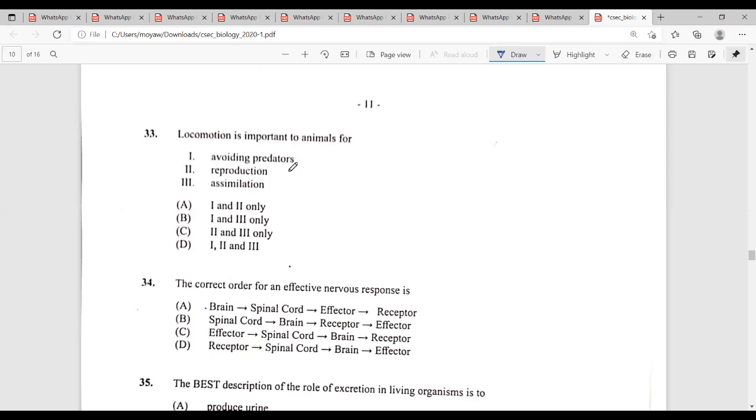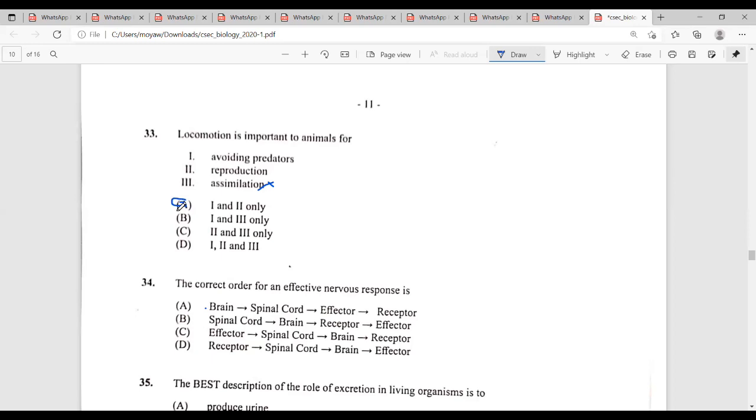2, reproduction, which is the same as finding a mate. You may see that in your textbook. Assimilation, no, that is not a good reason, because assimilation is involved in digestion. It is the process by which food gets digested and incorporated into the body. So that has nothing to do with why locomotion is important. So we have 1 and 2, which is A.